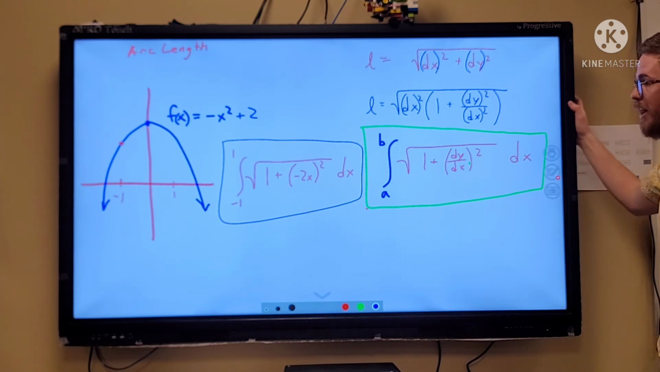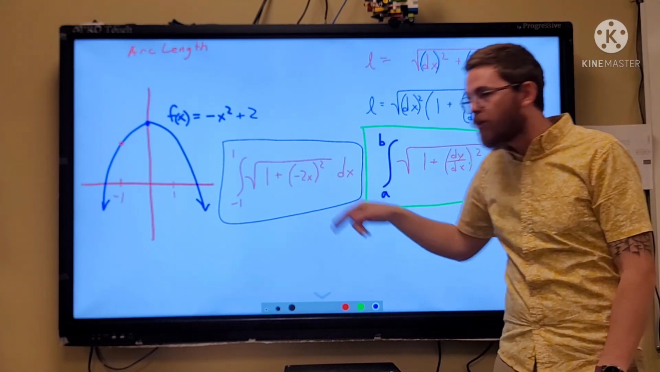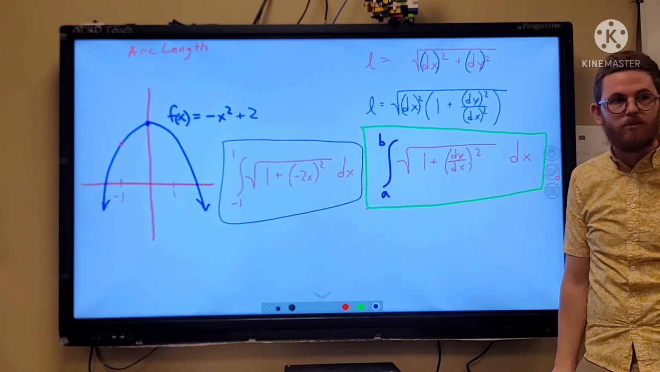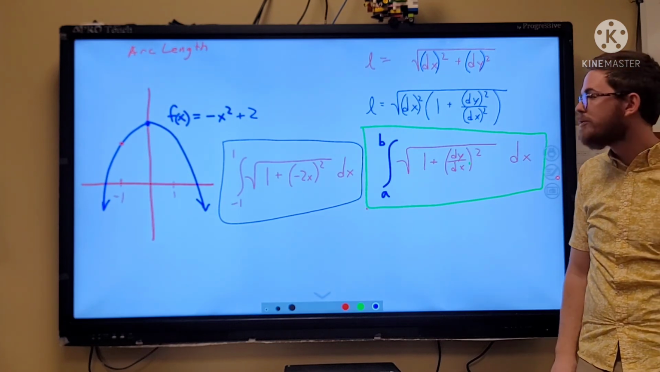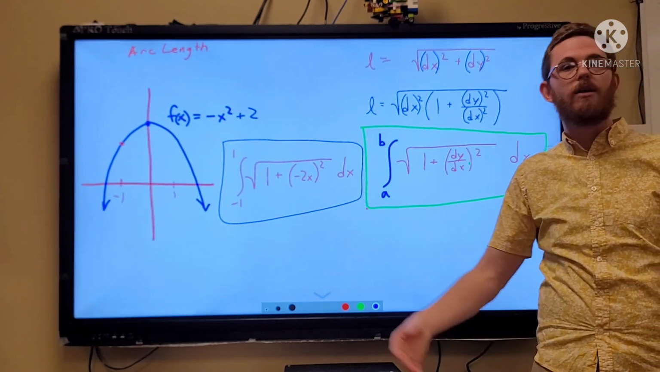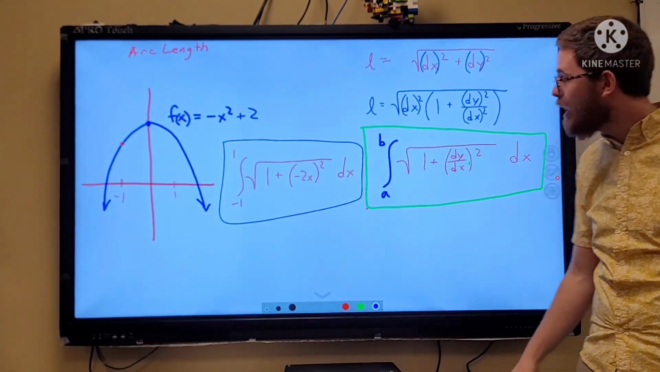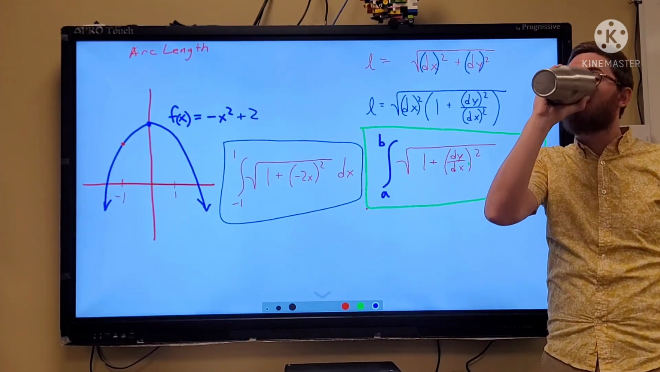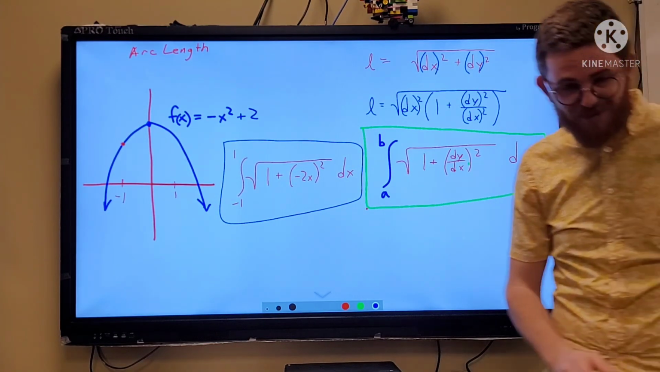We could do some of these by hand, but integrating a square root is not always possible to do by hand. So a lot of times this is just going to be a calculator. If you can write out the integral, you better be able to plug it in your calculator. I do know how to do that. That's okay.